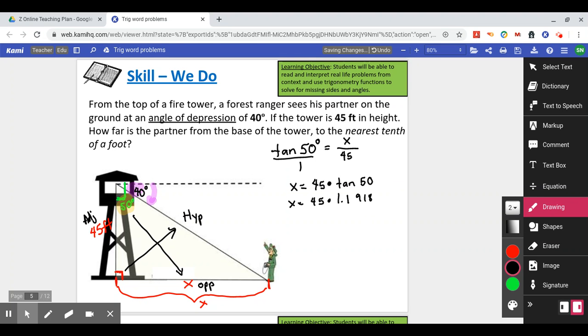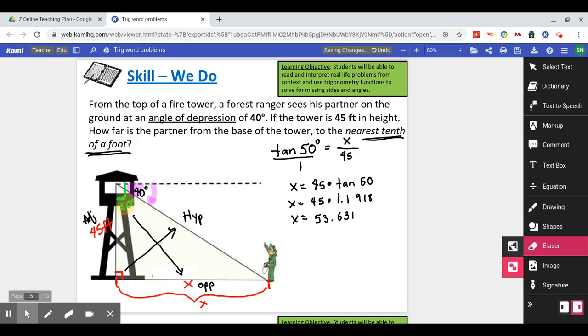Tangent of 50 is 1.1918. When I multiply 45 times 1.1918, I get that X is equal to 53.631 feet. However, they ask us to round to the nearest tenth of a foot. That means I need to erase the 3 and the 1, and our final answer would be 53.6 feet. And that would be the distance from the bottom of the tower to the forest ranger's partner.